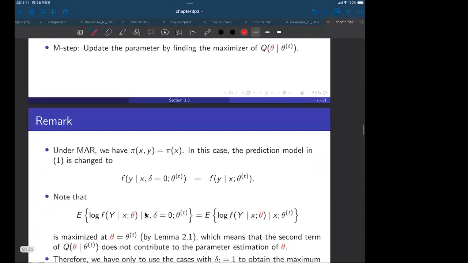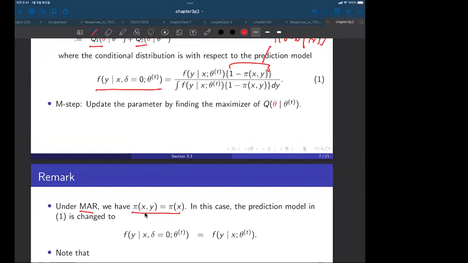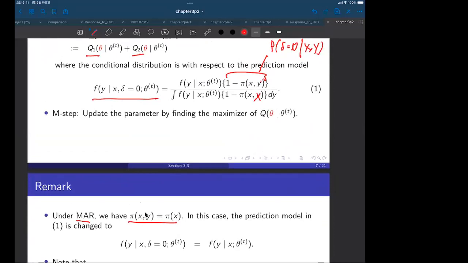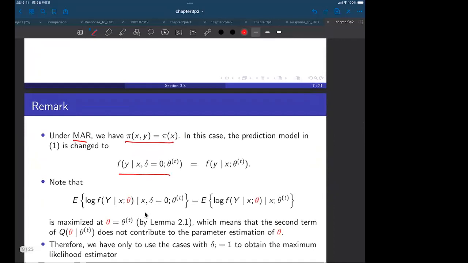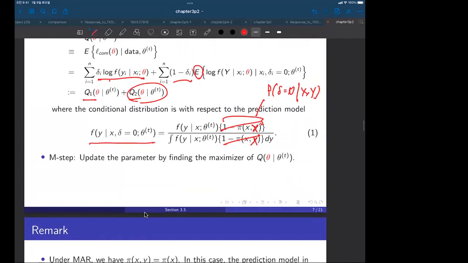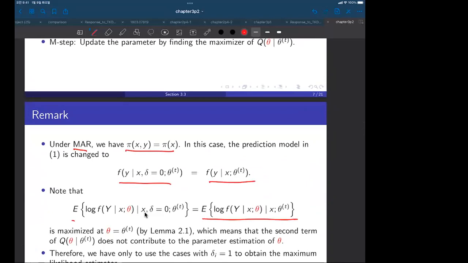So under MAR, pi of x, y is equal to pi of x. It doesn't depend on y. So basically they cancel, right? Then you have a simplification. And in this particular case, Q2 can be simplified further. In Q2, remember we have this term, but now because of missing at random, it's just taking this term, right? Okay.